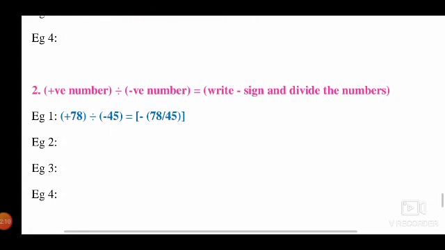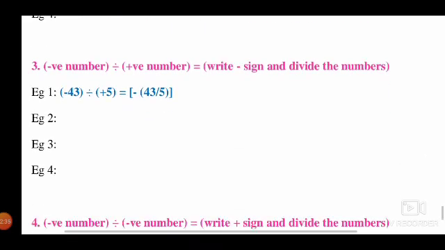And for the second rule, when a positive number has to be divided with a negative number, we have to write a negative sign in common and divide the numbers. For example, plus 78 divided by minus 45, a positive number with a negative number. So we have to write minus sign in common, and then we have to divide the numbers, that is 78 divided by 45.